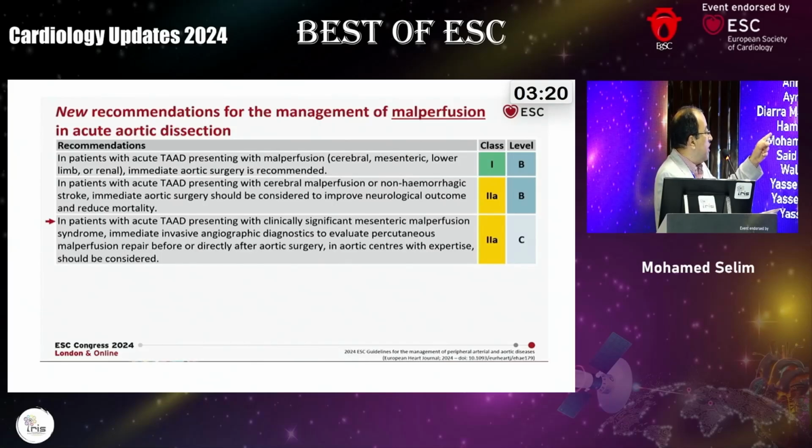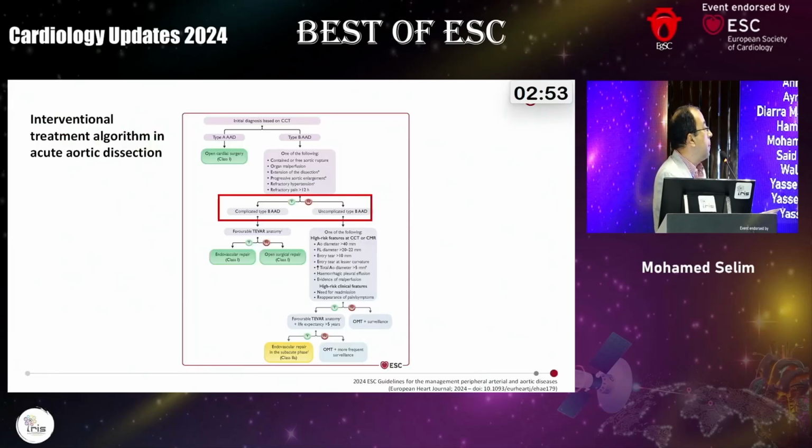And this is a new recommendation: when the patient presents with type A aortic dissection with clinically significant mesenteric malperfusion syndrome, immediate invasive angiographic diagnostics to evaluate percutaneous malperfusion repair before or directly after the aortic surgery. But this could be done only in centers with high experience and high volume in dealing with such cases, not in every center, of course.